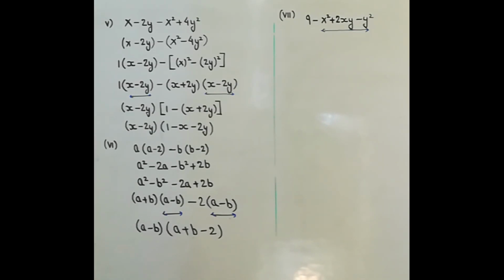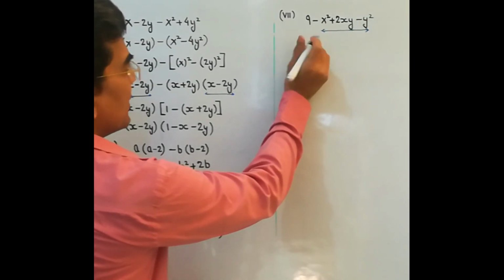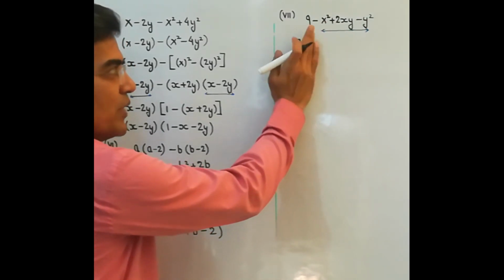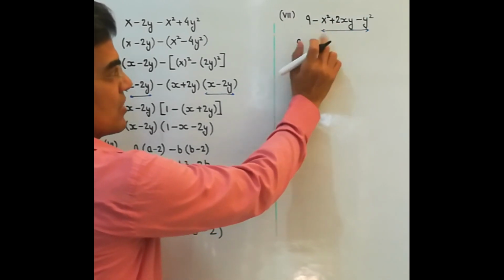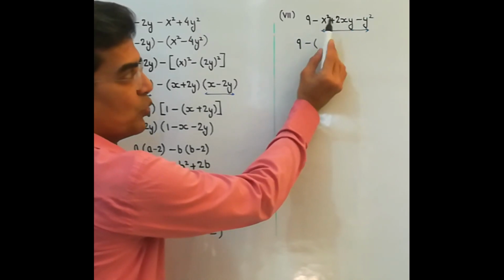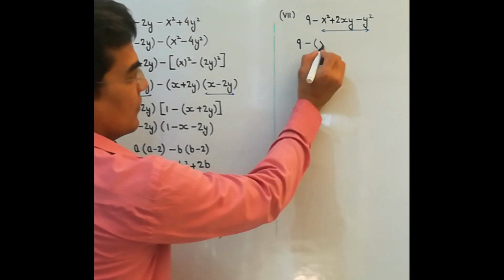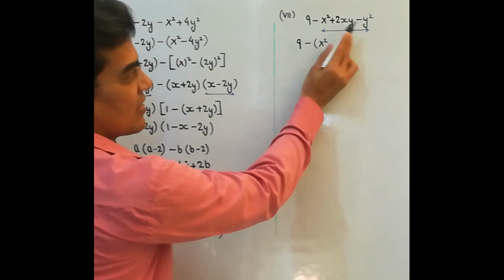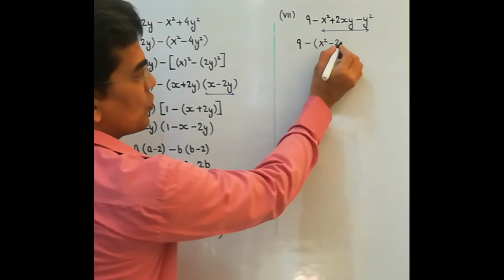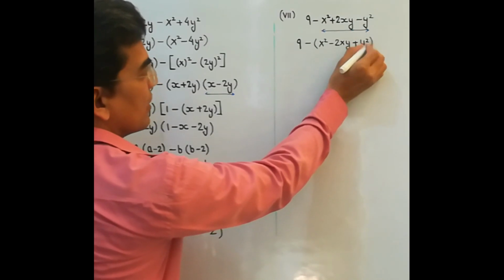And the first term 9 can be written as a square, so we will be converting it into a difference of 2 squares. See how? This is your 9. 9 can be written as a square, so we are going to separate it over here. Now from this group we can take minus common. Whenever a group starts with minus, within the bracket you will be changing the sign. This will become minus 2xy. This will become plus y square, like this.